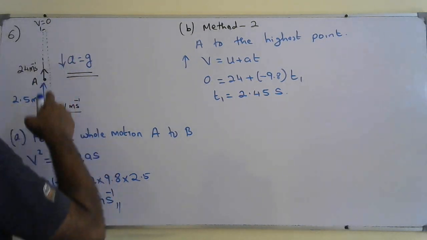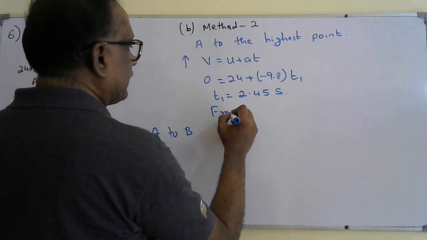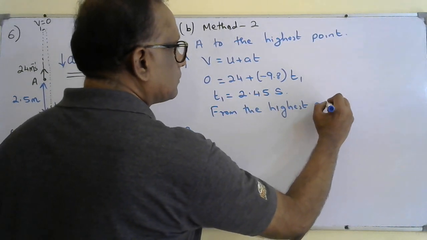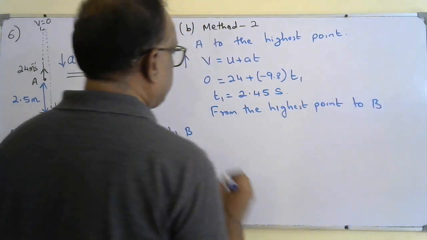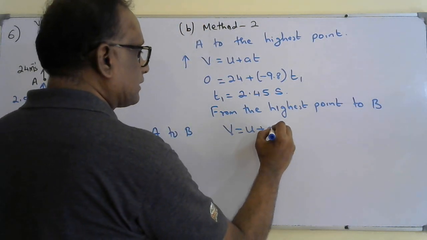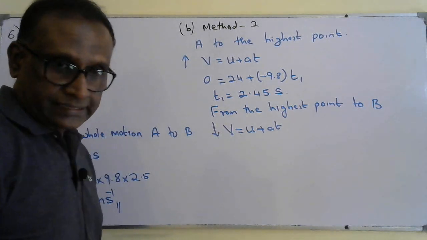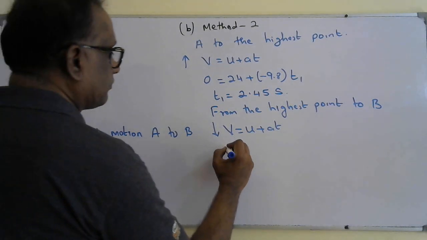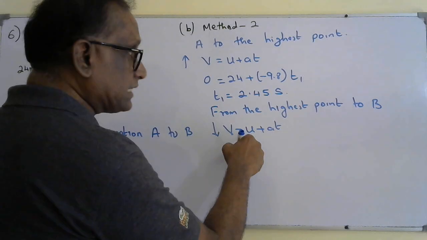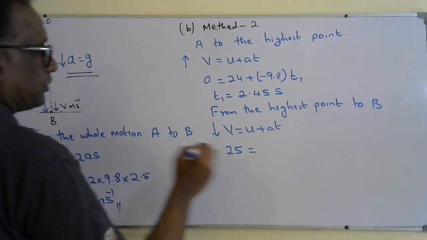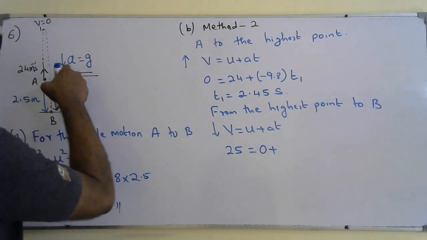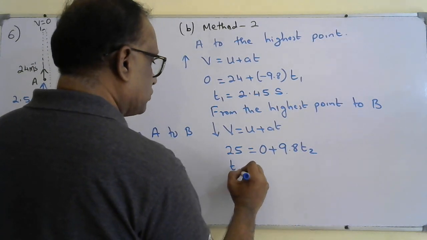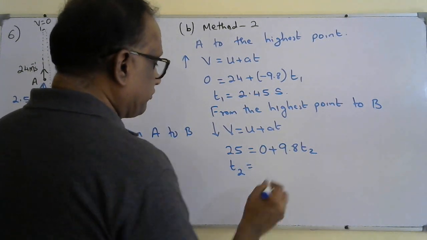So then from the highest point to B, same thing I am going to use, V equals U plus AT, downward direction, because it is moving downward. So at B, the final velocity is what we found, 25. U is the initial velocity at the highest point, which is 0. Acceleration is downwards. We are using downward positive, so 9.8 T2. Find the T2, you will get 2.55 seconds.